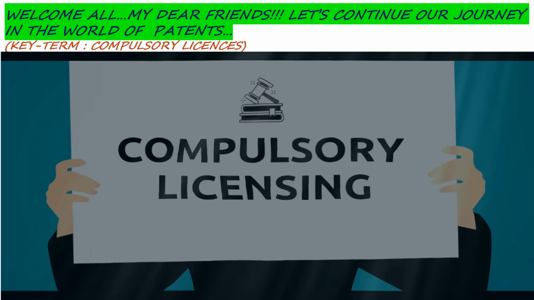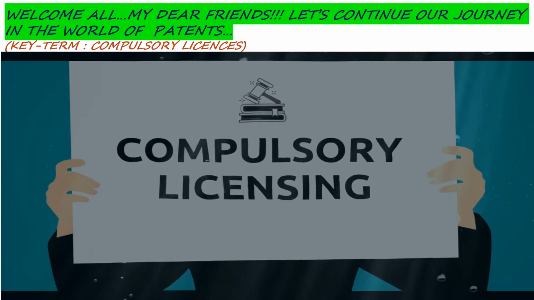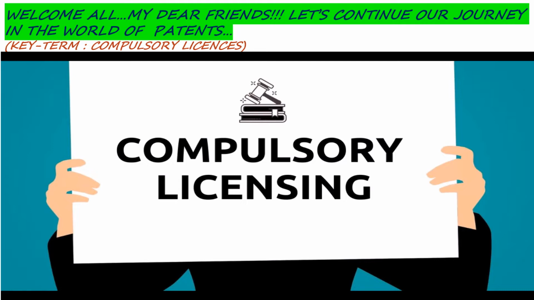Fine. So here we will try to analyze what is compulsory licensing in a literal way and how it is significant in the world of patents. Okay, so in the next slide we will try to analyze the literal meaning and the meaning in the patent world. Fine, let us proceed.